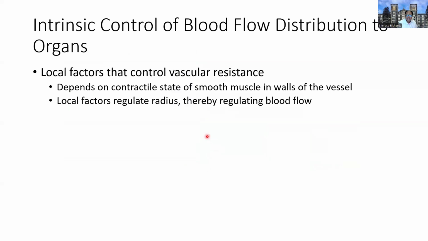So we're continuing to look at intrinsic factors here, right? Intrinsic control of blood flow and blood distribution. Now, there are going to be local factors that control vascular resistance. And this depends on the state of the smooth muscle in the vessel wall, and then other local factors, and this can be the amount of carbon dioxide at the tissue bed, the amount of oxygen at the tissue bed, the amount of flow coming through in that vessel wall. So these are intrinsic factors, local factors that regulate the size of the radius, therefore regulating the overall flow, right? Decreasing resistance and flow.